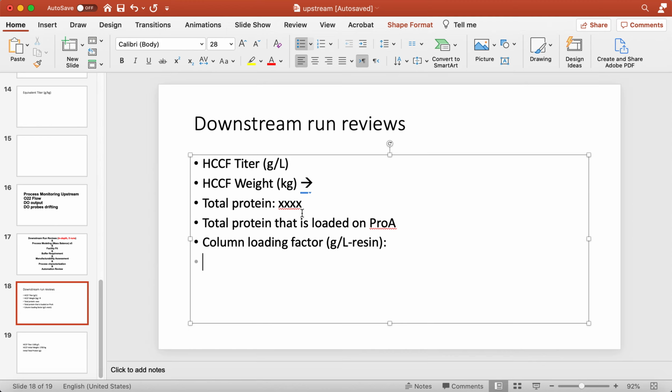And then pool volume, there are issues with pool volumes. It depends how the conductivity is, etc. For hydrophobic, yes. Sorry, multimodal, yes. The conductivity matters. And then the combined pool volume.